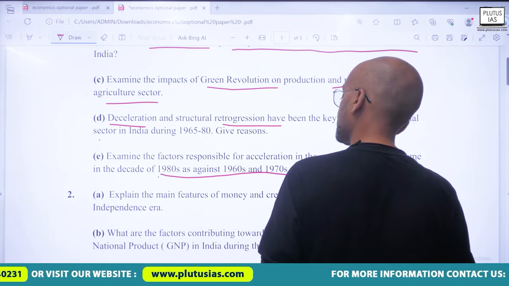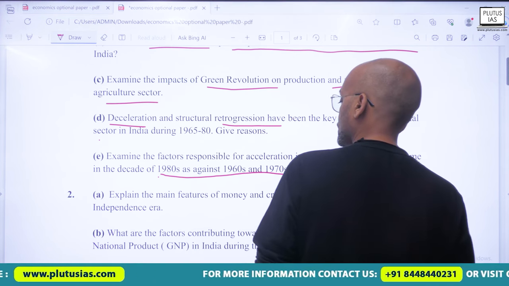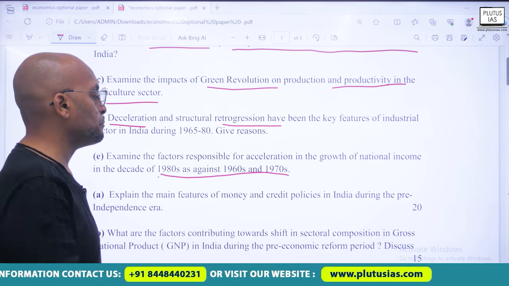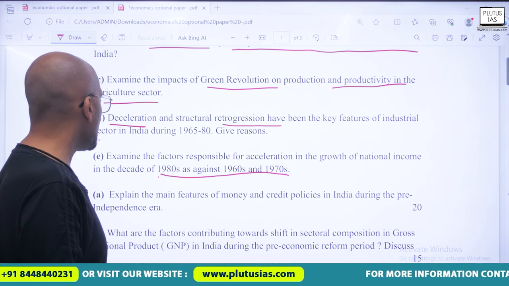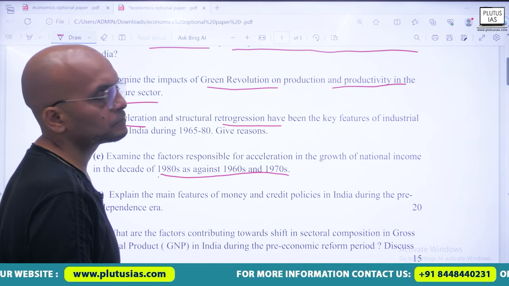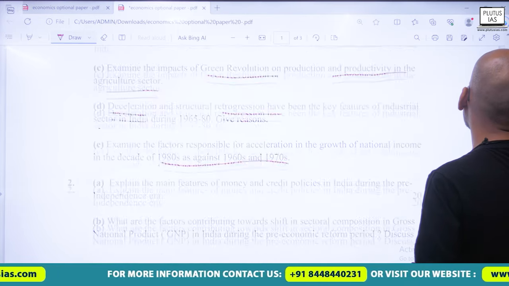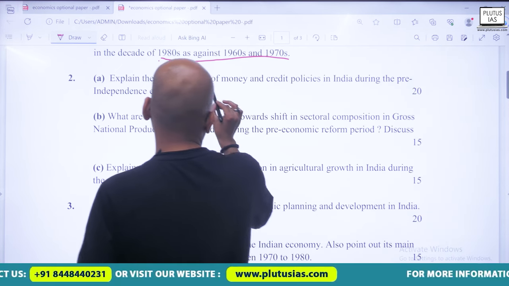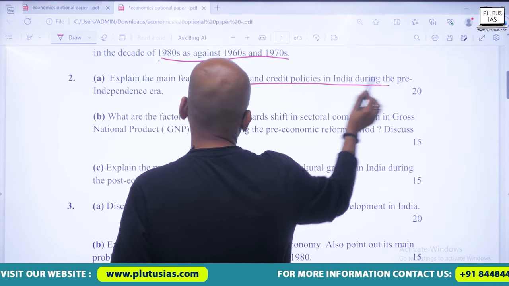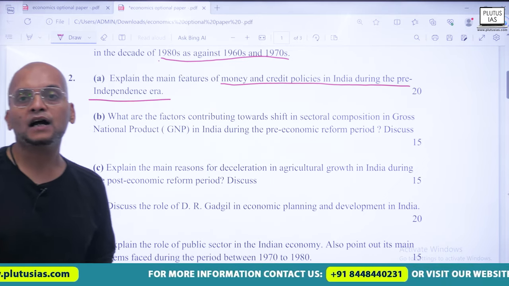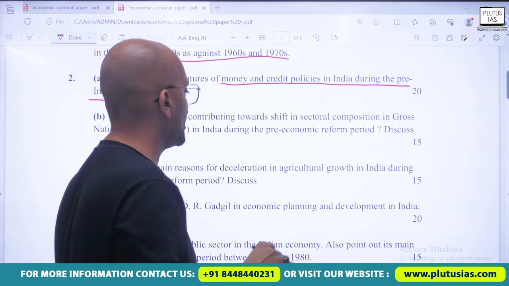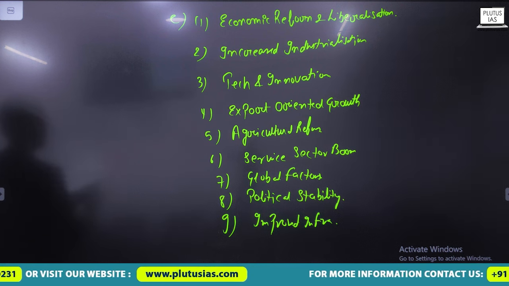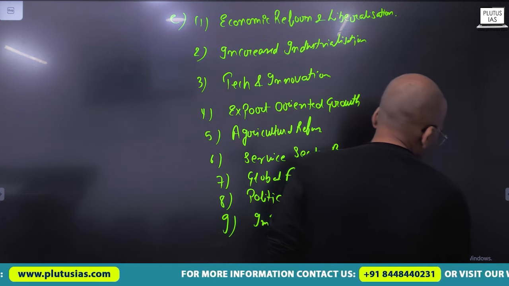Next question is, it says, explain the main features of money and credit policies in India during the pre-independence era. Okay, it is asking you what were the features of money and credit policy in India during the pre-independence era. Pre-independence, we did not get independence as of that time. Okay. So let us see how we could have represented the answer. This is second question, A part.